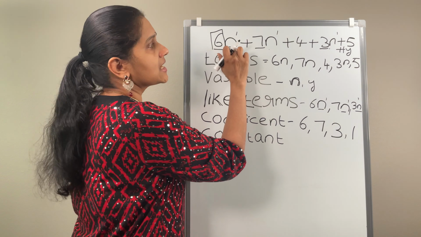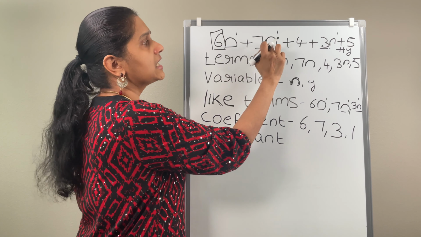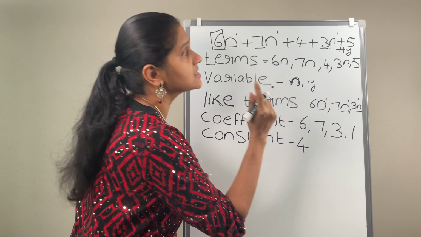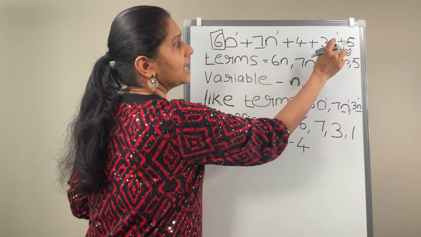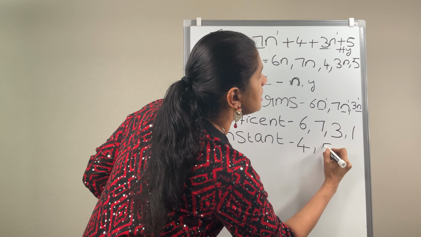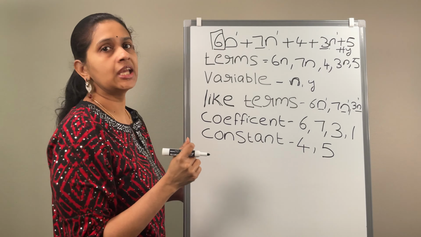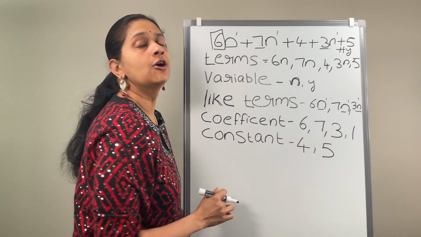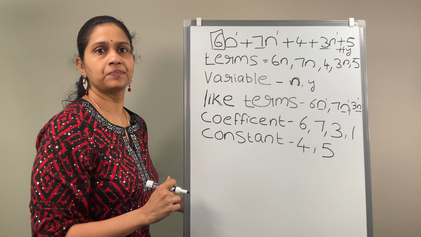Here 6n has a variable n, 7n has a variable n, 4 doesn't have a variable. It is a constant. 3n has a variable n, pi doesn't have a variable, it is a constant. Of course, y is a variable. So, the constants in these expressions are 4 and 5.